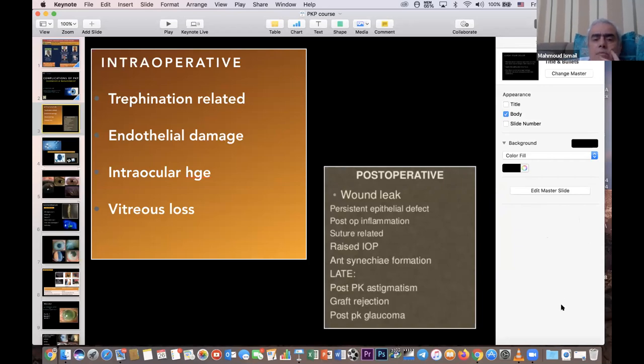Go ahead, Ihad. Okay, sir. Thank you very much. How do we avoid endothelial damage while preparing the donor graft? Doctor? When you are doing the graft for penetrating keratoplasty, apply just a small amount of viscoelastic on the back of the cornea. Don't touch the endothelial side.